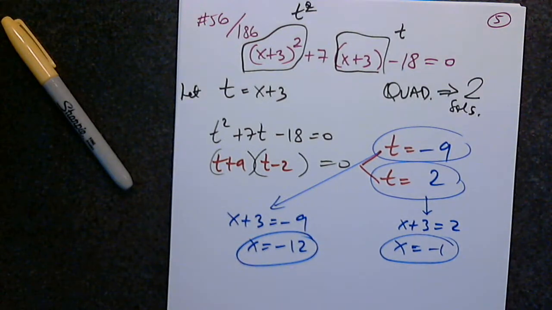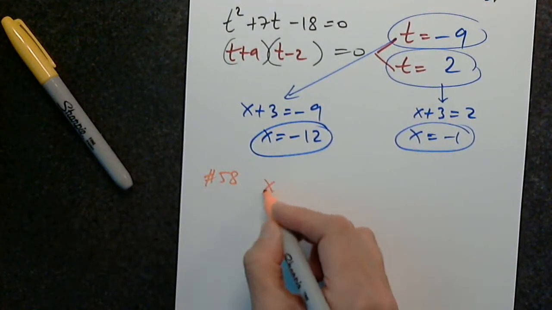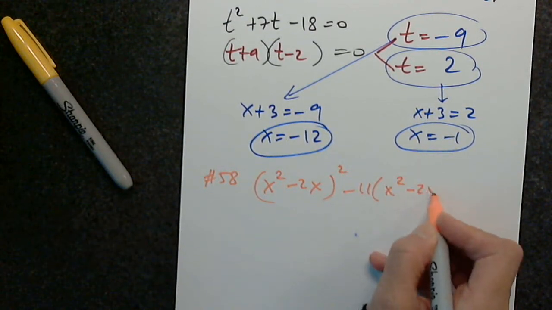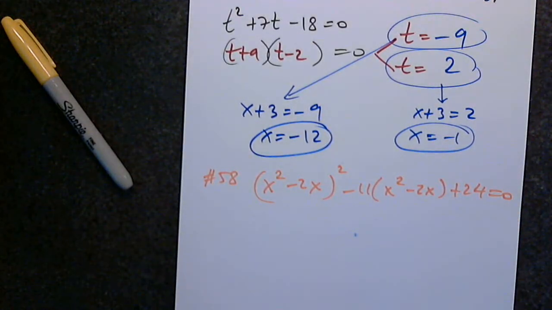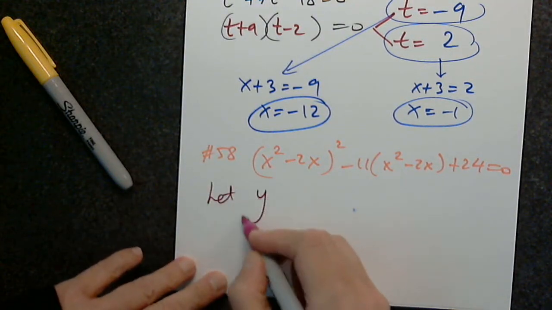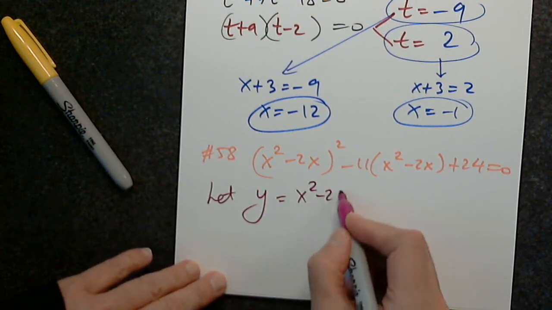Okay, so let's look at 58. X squared minus 2x, everything squared, minus 11 times x squared minus 2x, plus 24 equals 0. And then we have one more type of equation. You will say let y, any variable but x, equal x squared minus 2x. Of course.